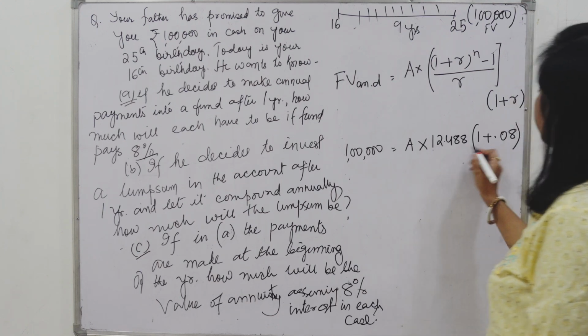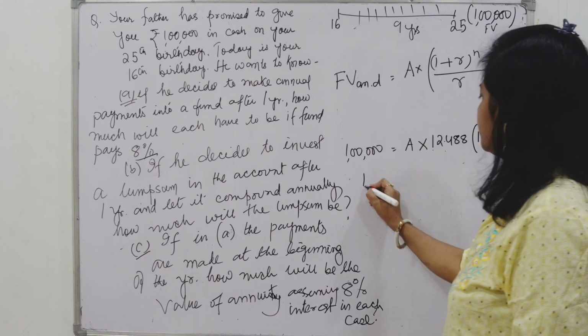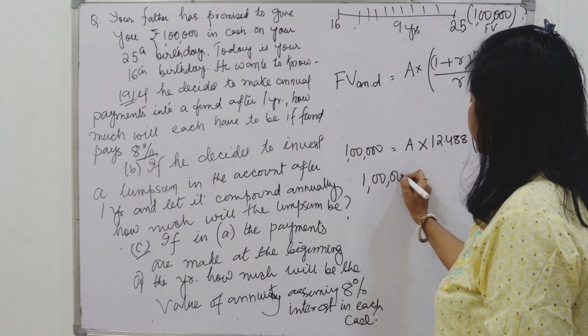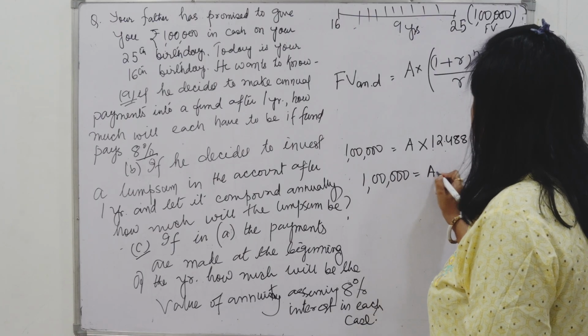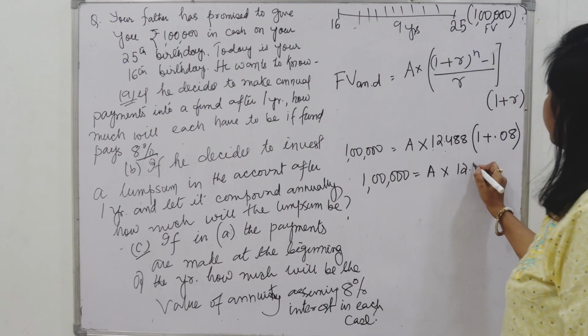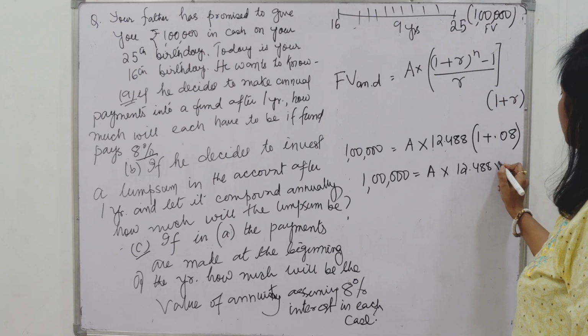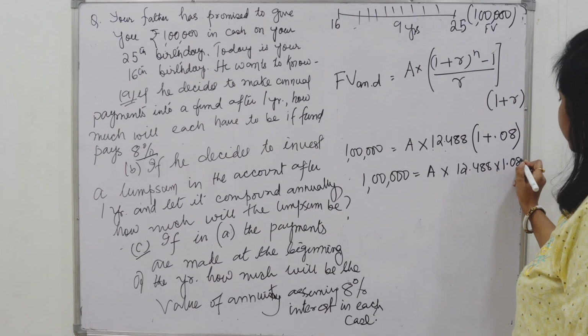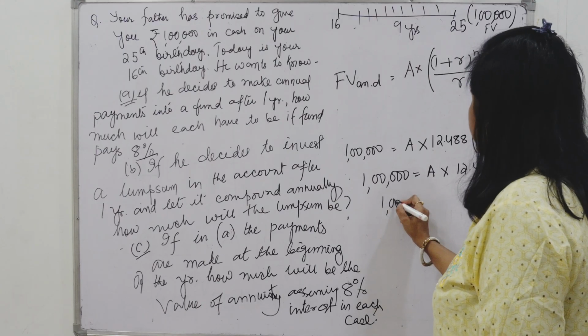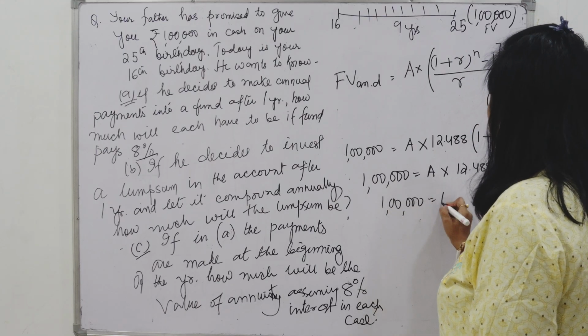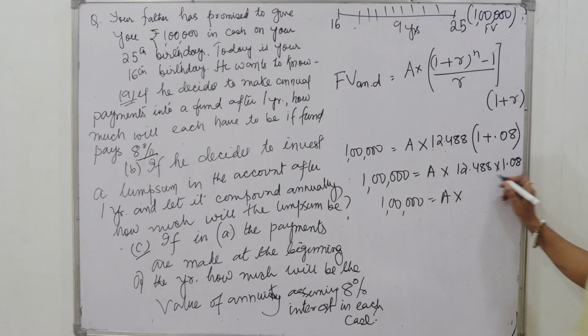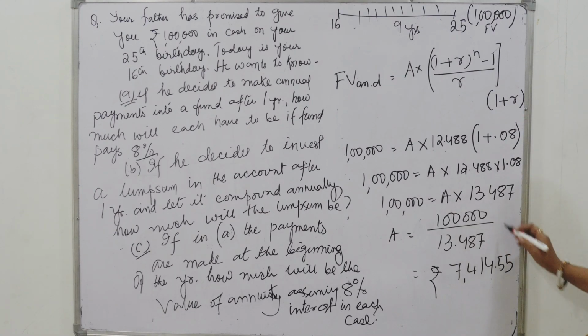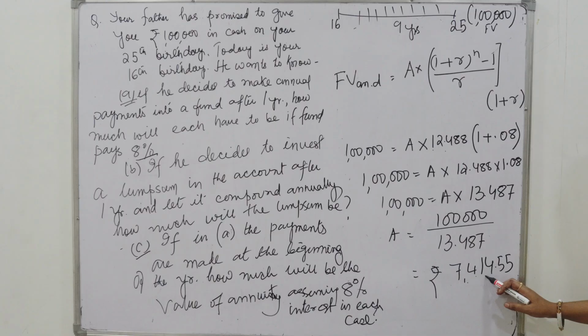So if you multiply these two, then let's see how much it is coming. 1 lakh is equal to A into 12.488 into 1.08. If you simplify this, how much is it coming? So ultimately I got 7,414.55. So if he makes the investment at the beginning of the year, then he has to pay less.